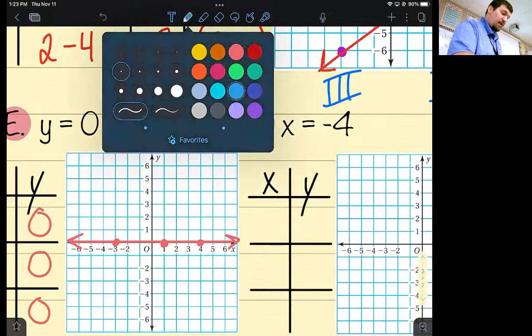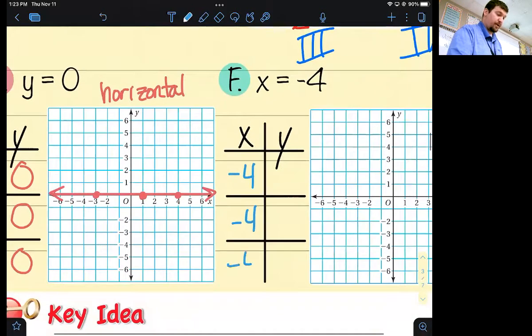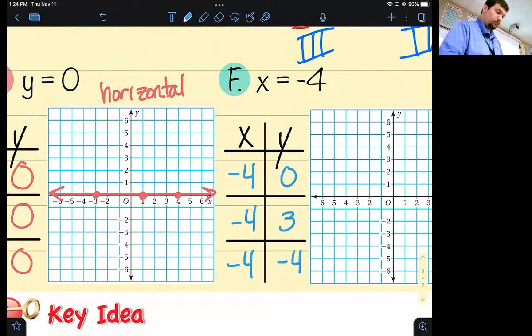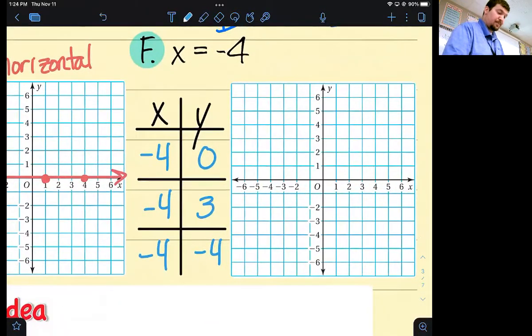This one's telling me that no matter what, my x coordinate always has to be -4, -4, -4. X is always equal to -4. So whatever I use for y, the x coordinate is always -4. So let's just do 0, 3, and -4. Plug in whatever you want for y. X always has to be -4. If x always has to be equal to -4, all the points are going to be on this line, because on that particular line, all the x coordinates are -4. So I think the 3 I used were -4, 0, -4, 3, and -4, -4.